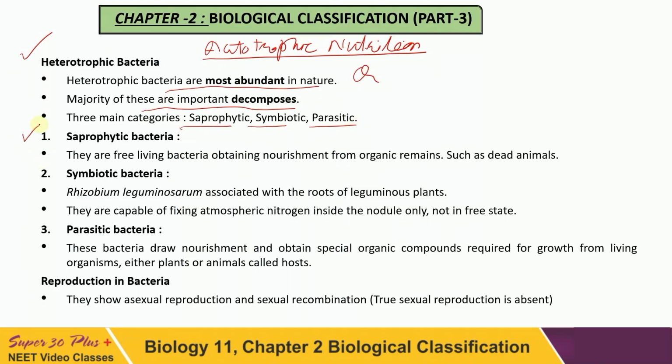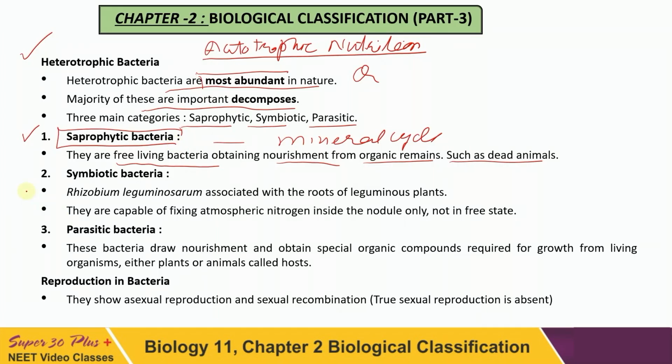Saprophytic one, you know the term, these are the free living bacteria. They obtain nourishment from organic remains such as dead animals and plants. They will be simplified, they will be digested. They are responsible for mineral cycling. So among heterotrophs, which are most abundant, the most abundant one is saprophytic.